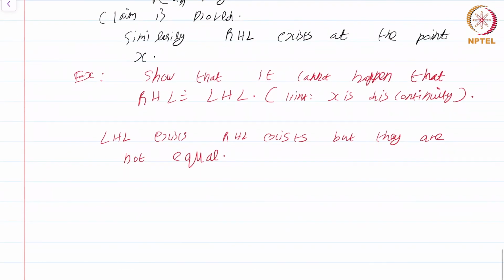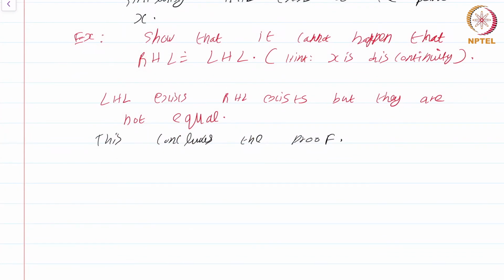Now this concludes the proof, at least the proof of the first part, that all the discontinuities are jump discontinuities. So now the second part is the fact that the set D of discontinuities is countable.